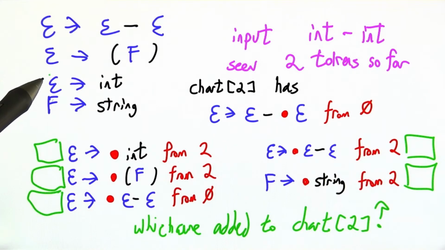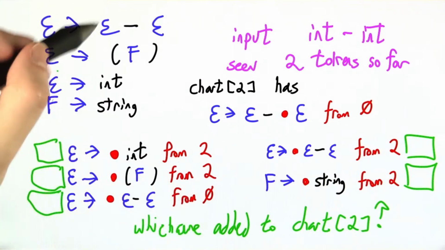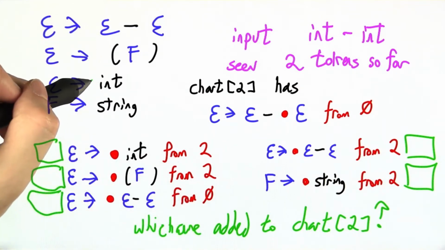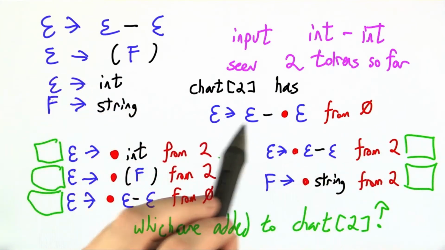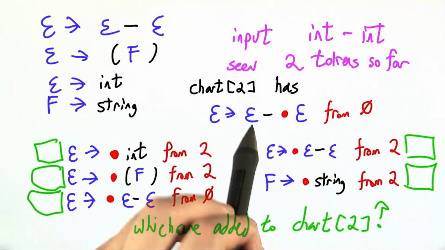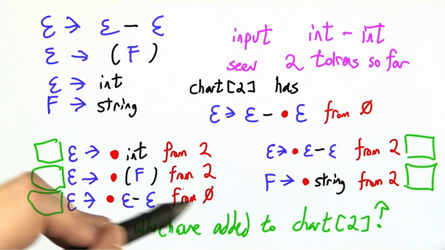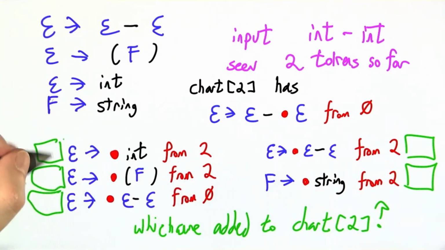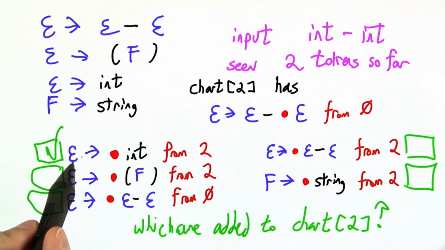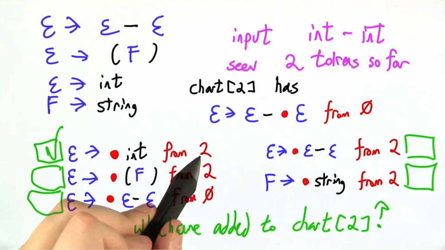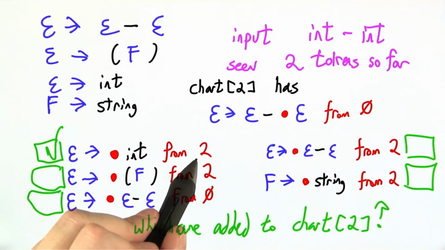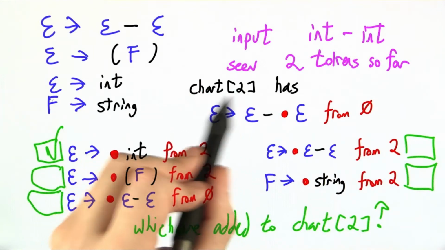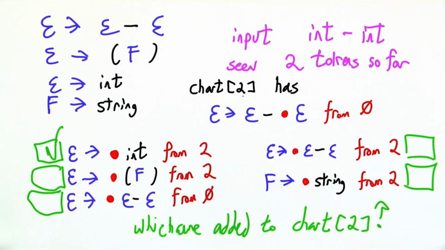And I'm going to add all of them to chart state 2 with a red dot right at the beginning and a from 2, because that's where we currently are, as their little provenance information off here to the right. So one of our rules is e goes to int. So we will definitely add e goes to dot int from position 2. Again, the from 2 is because we computed the closure starting in state 2.